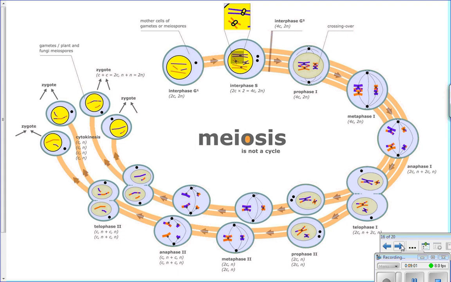And unlike mitosis, meiosis is not a cycle. If you look here, you're going to see there's two cell divisions. There's going to be two prophases, two metaphases, two anaphases, two telophases. You don't need to worry too much about that. We're more concerned with the difference between mitosis and meiosis.